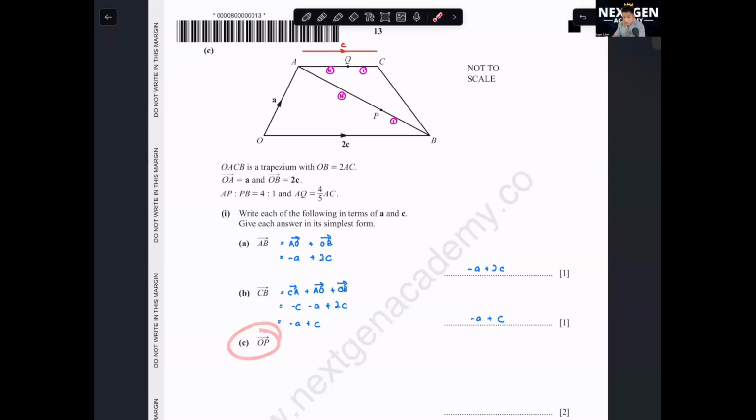So for example, OP, we can go from here to here, then here to here, OB to BP. Or we can go OA to AP. Whichever direction you want. For me, I will go OA to AP because we already got AB. AB is going in this direction. So OP will be OA plus AP. OA plus AP will be 4 over 5 of AB.